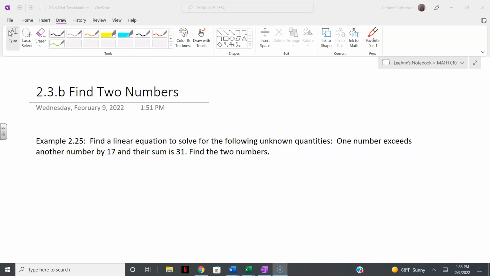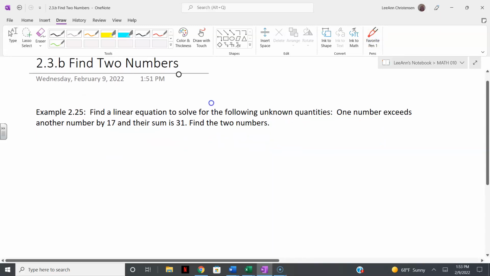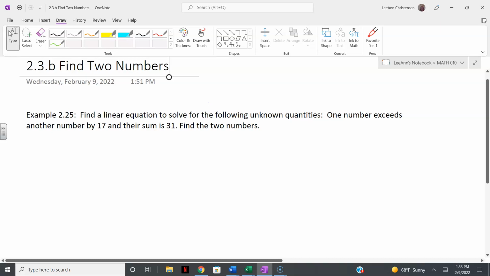Okay, so in this problem, we're going to find two numbers. This is a fairly common type of math problem. It says find a linear equation to solve for the following unknown quantities. So basically, they want us to solve an equation, right? Okay, now they give us some information. One number exceeds another number by 17. So keep that in mind. Their sum is 31. Find the two numbers.